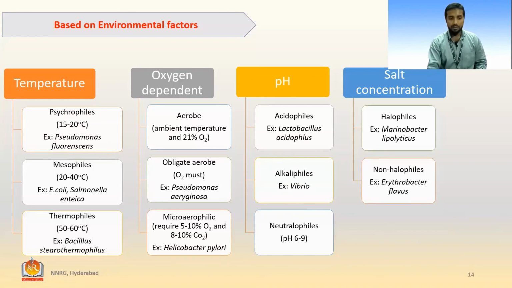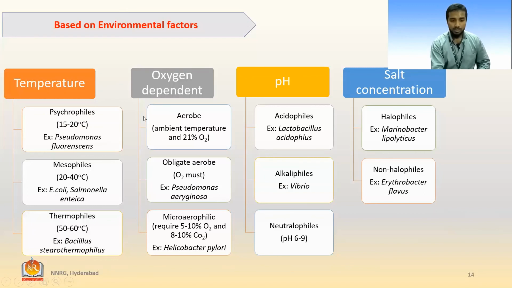Salmonella enterica. E. coli, it is in our body itself, and our body temperature is 36.6 degrees centigrade or 98.6 degrees Fahrenheit, isn't it? So it is the appropriate temperature for E. coli to grow. For that reason, we have E. coli in our intestine. The next is thermophiles, which means the organisms that can grow between 50 to 60 degrees centigrade. And the example is Bacillus stearothermophilus.